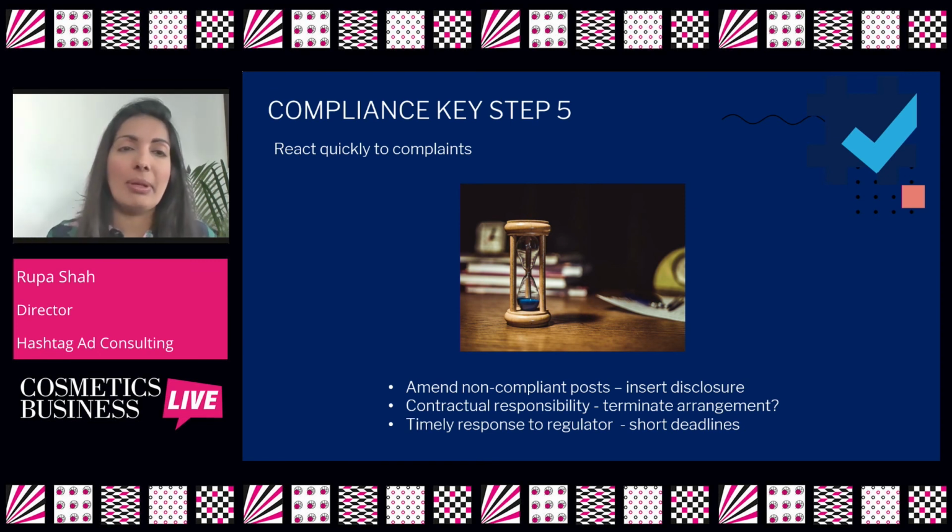And finally, react quickly to any complaints. So are you able to amend any non-compliant posts if you do discover that there are posts that don't contain disclosures, or there's anything within the post that just doesn't align with your brand? You need to make sure that you have the ability to take that down if needed, or make adjustments and communicate with your brand's ambassadors and your influencers. Don't lose track of them. Make sure that you're always able to have this dialogue going.